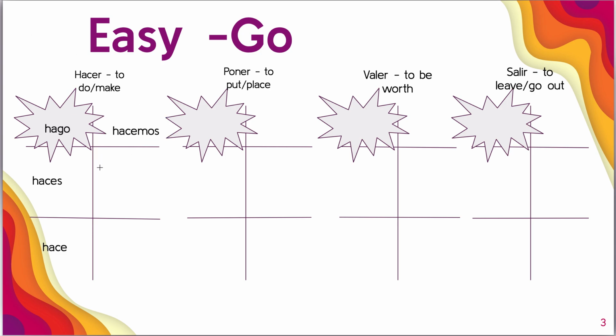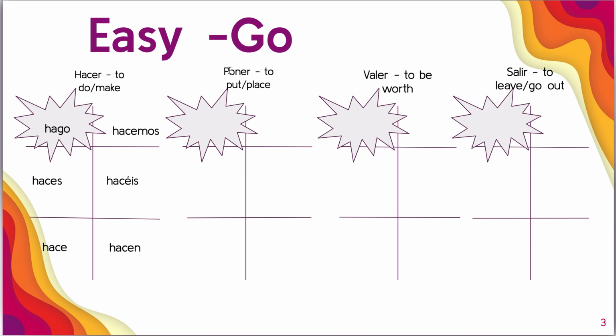The vosotros form is going to be a regular ER verb, so it is hacéis. And that should have an accent over the E, so let me put my accent. There we go, hacéis. And then the last one is going to be hacen.